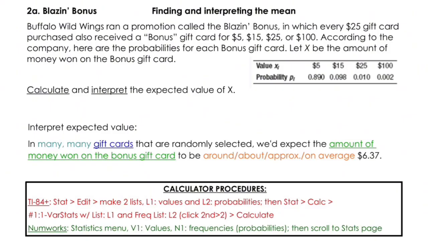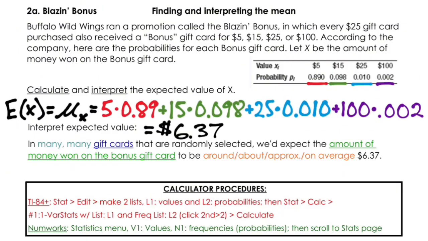But if you're not going to do that, here is what the first answer is going to look like. You would take your first value being 5, and you would multiply that by 0.89, which is the probability that went with it. Take that value and then add it to the second value of 15 times its probability. And that gives you some product, and then continue on for the blue and purple values that are at the end of the probability distribution. If you do all the math correctly, you should have gotten $6.37, and that is going to be the expected value of this distribution.